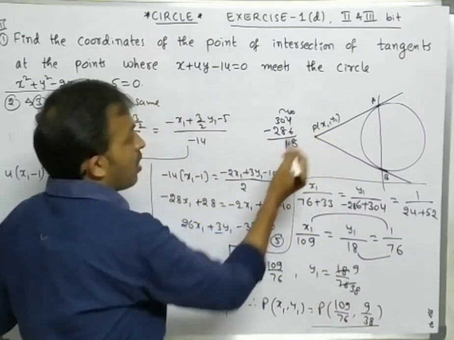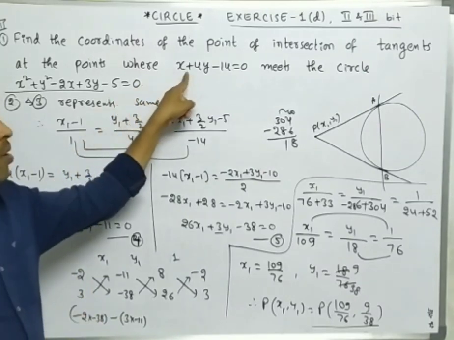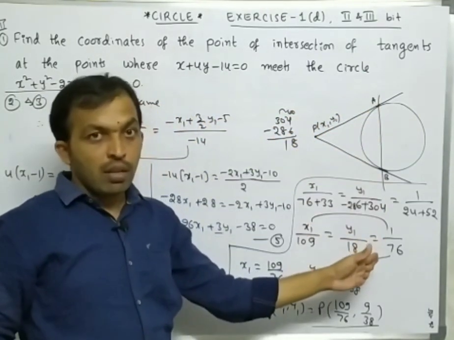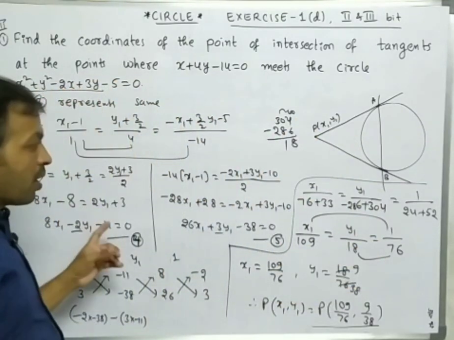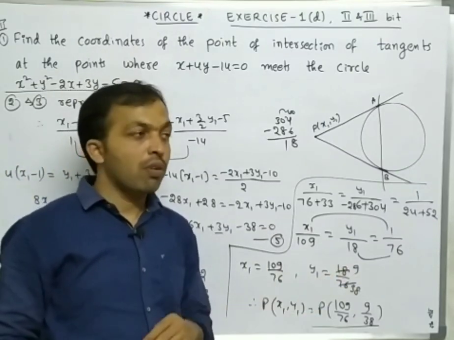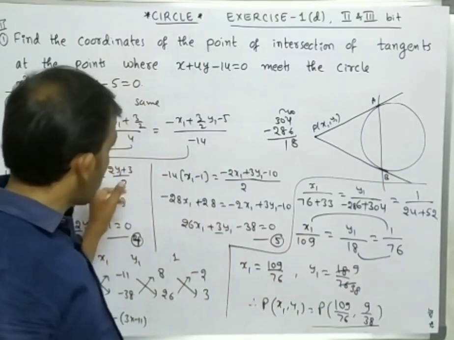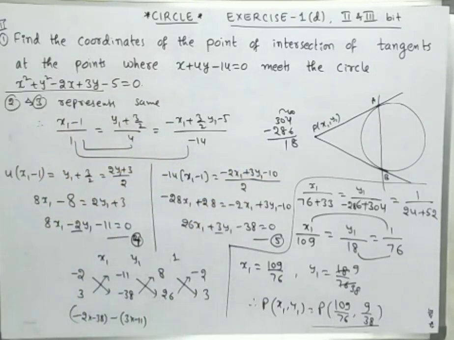So this is the point of intersection of the two tangents, 109 by 76 and 9 by 38. Simple problem. The chord of contact is given. So by using P(x1, y1) to the circle, find the chord of contact. Both represent the same line. Therefore by comparing coefficients, you will get the x1, y1 coordinates.